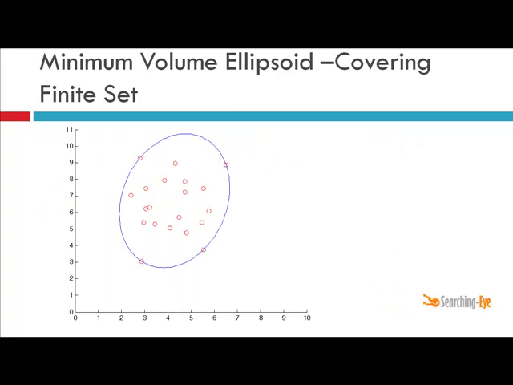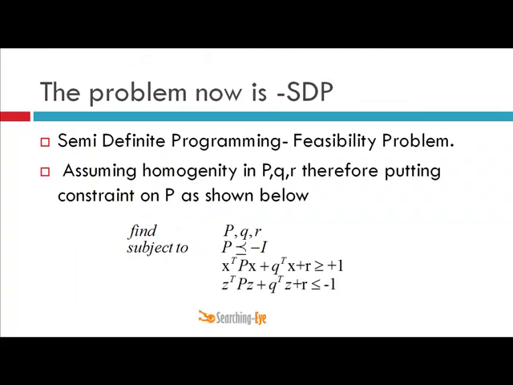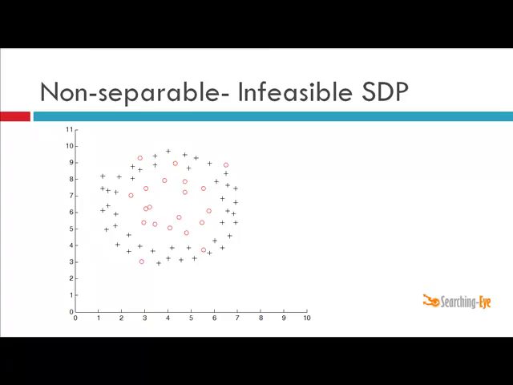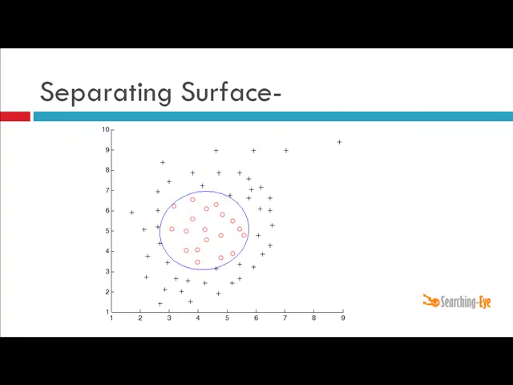Now this is a minimum volume ellipsoid covering the finite set, and this is the SDP, semi-definite programming, feasibility problem, assuming homogeneity in P, Q, R before putting constraints on P as shown below. Find P, Q and R. This feasibility problem is for finding this ellipsoidal surface.